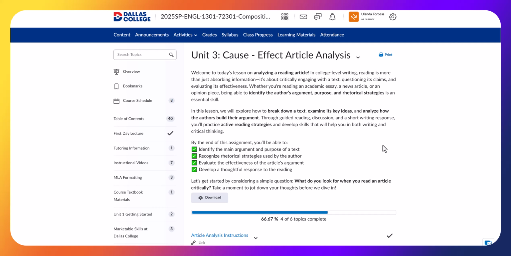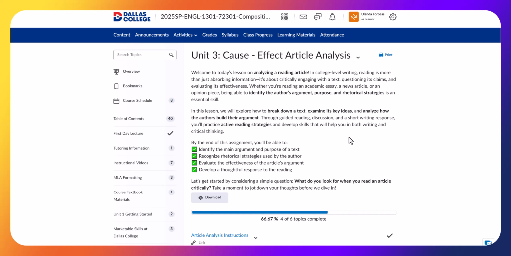We're going to explore how to break down a text, examine its key ideas, and analyze how the authors build their argument. We're going to have a guided reading and discussion, and then a short writing response, where you'll practice some active reading strategies and develop skills that will help you in both writing and critical thinking.